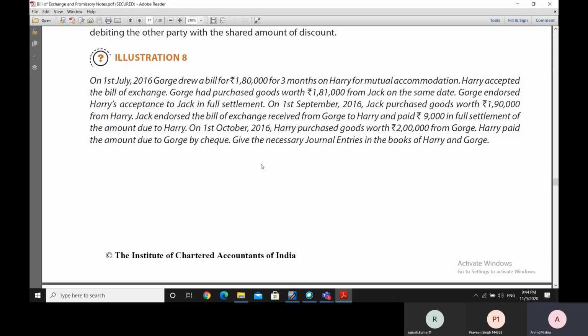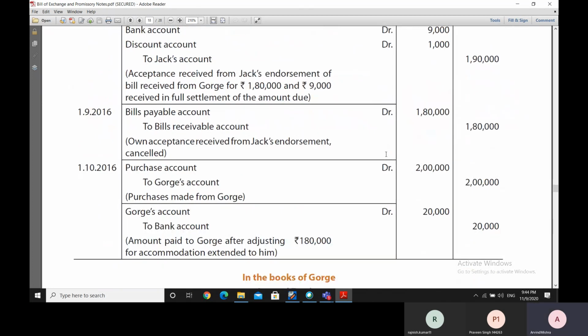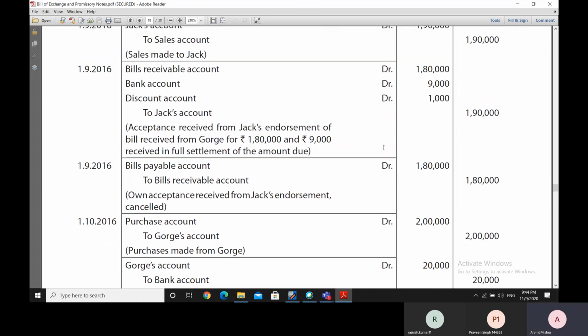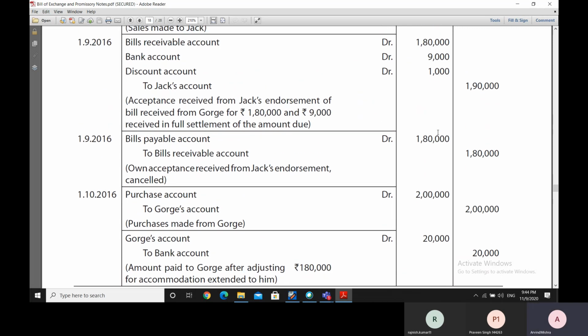Now let us see the entry over here, because this Jack has purchased goods worth 1,90,000 rupees. Now here Jack's account has been credited, as Jack has sold certain goods to Harry here, and therefore now payment has to be made. So he makes the payment of 9,000 here, 1,000 discount, and the rest 1,80,000 rupees he meets with the help of the bills receivable. So bills payable is debited and bills receivable is credited.